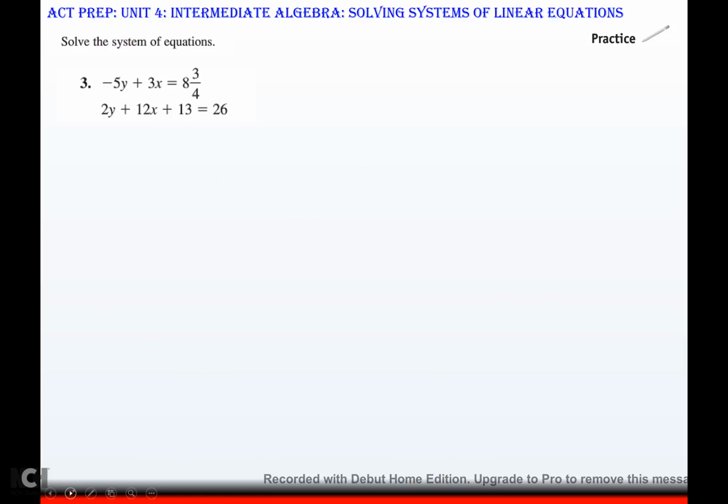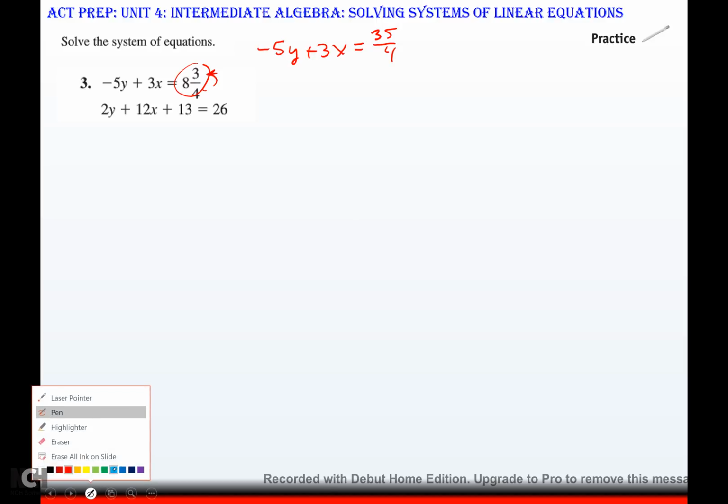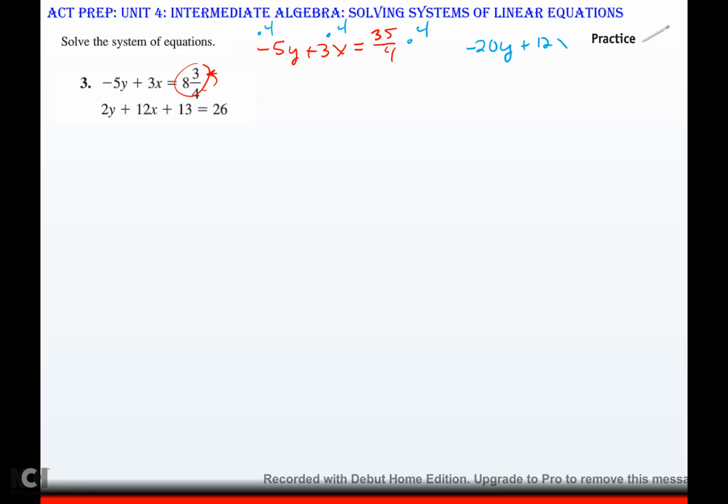Ooh, this is nasty. Okay, so the first thing I'm going to do is figure out where I'm at on here. Oh, there I am. Okay, so I don't like mixed numbers. So the first thing I'm going to do is rewrite that. So I'd have negative 5y plus 3x equals 8 times 4 is 32, plus 3 would be 35 over 4. And then if you don't want to deal with fractions, get rid of it. So if I multiply everything through by 4, I'm going to end up with negative 20y plus 12x equals 35. Because the 4's would cancel.